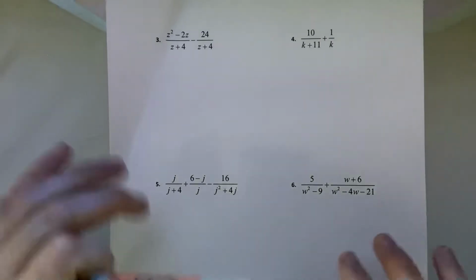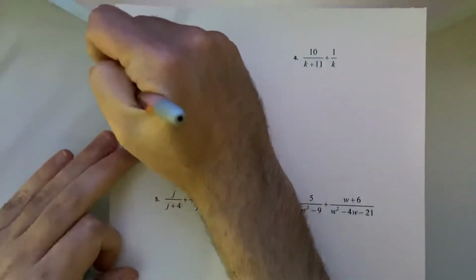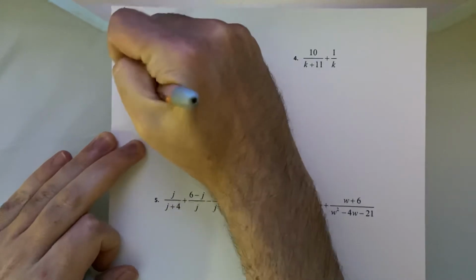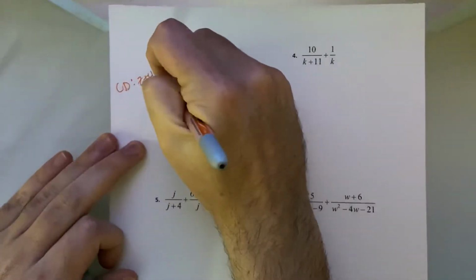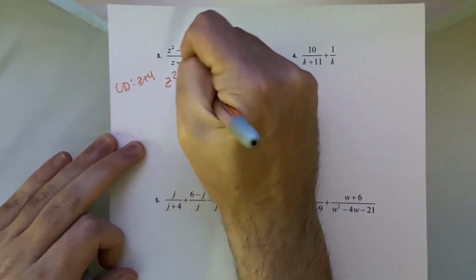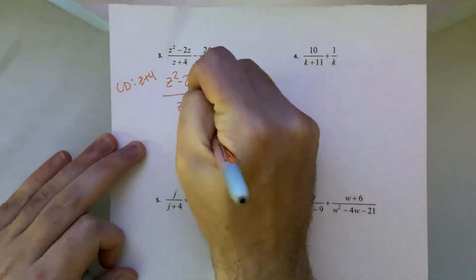Let's do some more. Let's look at number 3. z squared minus 2z over z plus 4 minus 24 over z plus 4. We already have our common denominator of z plus 4 in both fractions. When I subtract across the numerator, I get z squared minus 2z minus 24 over z plus 4.